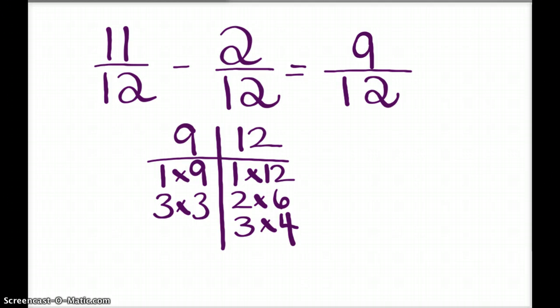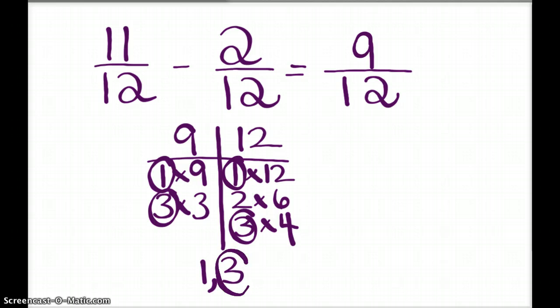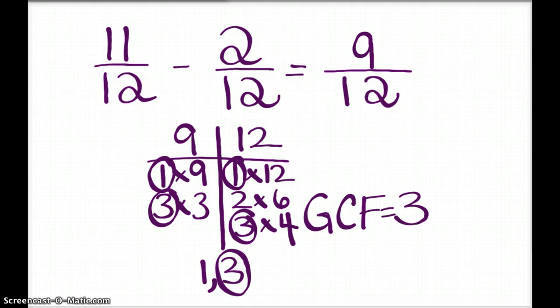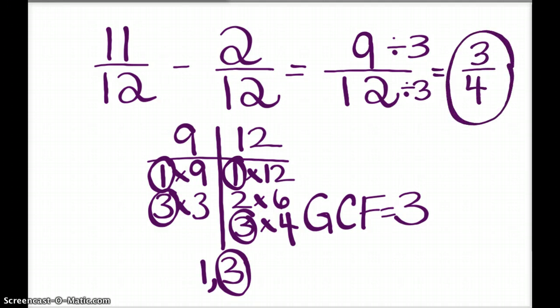We're then going to see which numbers they have in common. They both have a 1, and they both have a 3. Our greatest common factor is going to be 3. So we're going to go ahead and divide both our numerator and our denominator by 3, giving us 3/4. So 11/12 minus 2/12 in simplest form is 3/4.